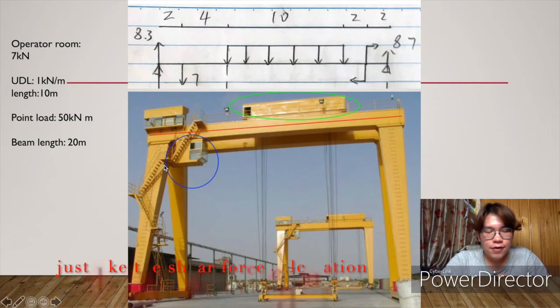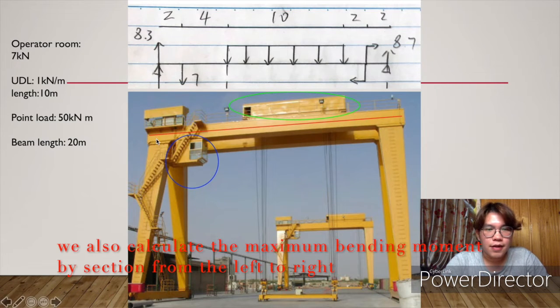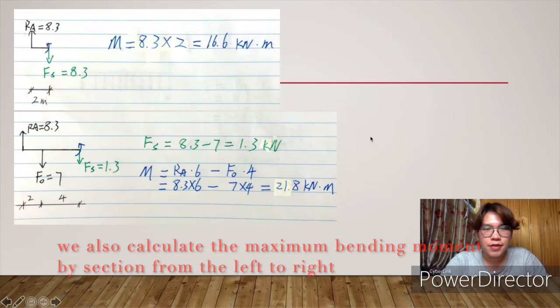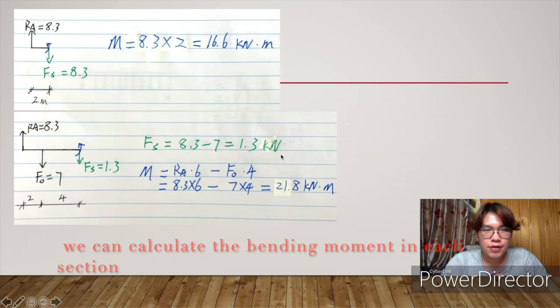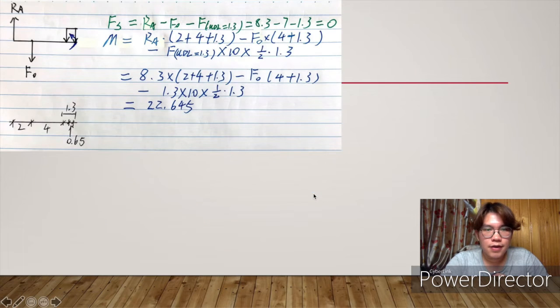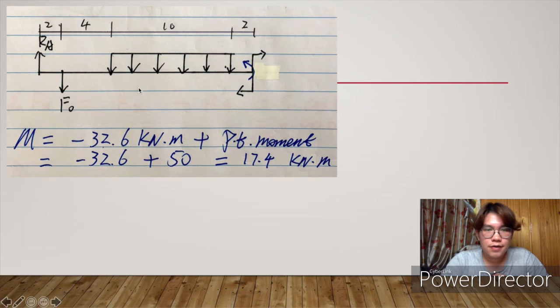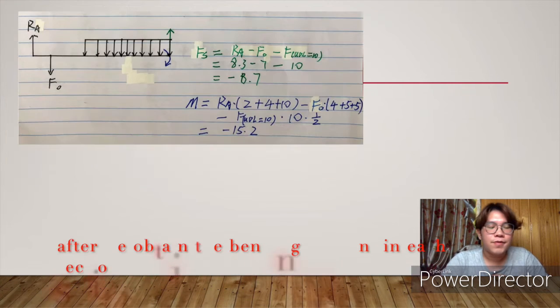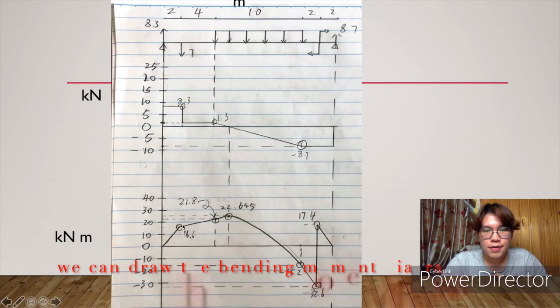Just like the shear force calculation, we also calculate the maximum bending moment from the left to the right bisectionally, and by the equation of sum of the moment in each section is equal to 0, we can calculate the bending moments in each section. Just like this. So after we obtain all the bending moment in each section, we can also plot the bending moment diagram.